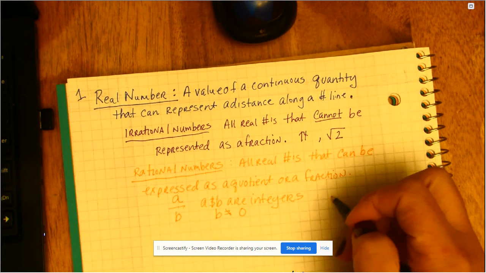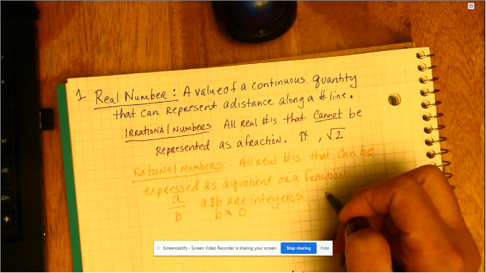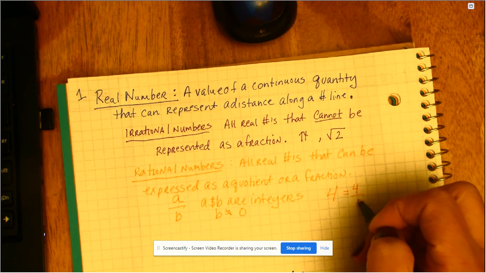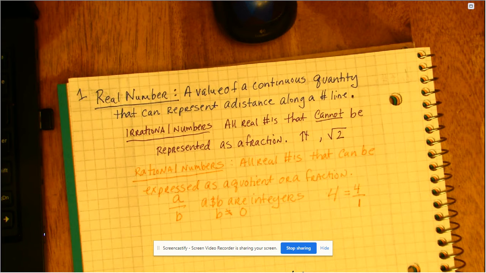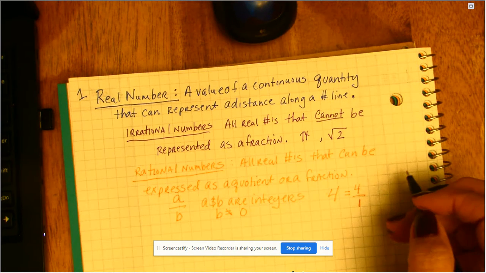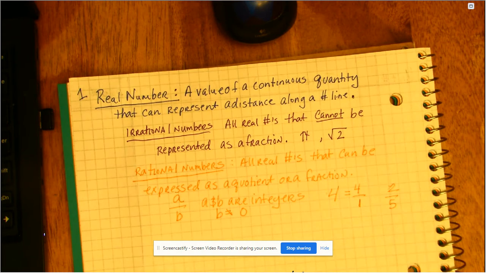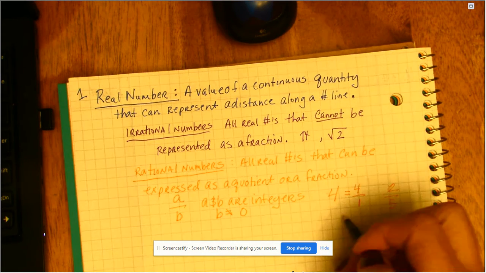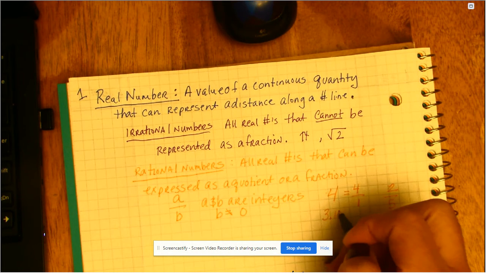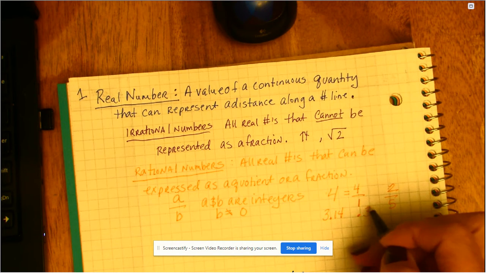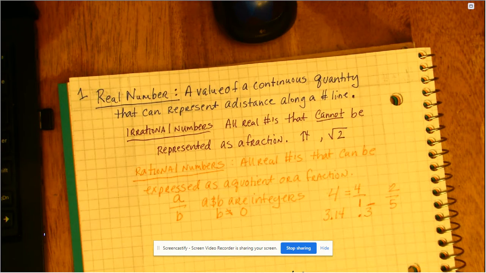Now, some numbers that I know you're familiar with, but maybe you don't realize they can be represented as fractions, is the number 4, for example. So 4 can equal 4 over 1. Therefore, it is a rational number. Or something like 2/5, which represents a number smaller than 1. 3.14, 0.3 with bar notation. All of those are members of the rational number family.